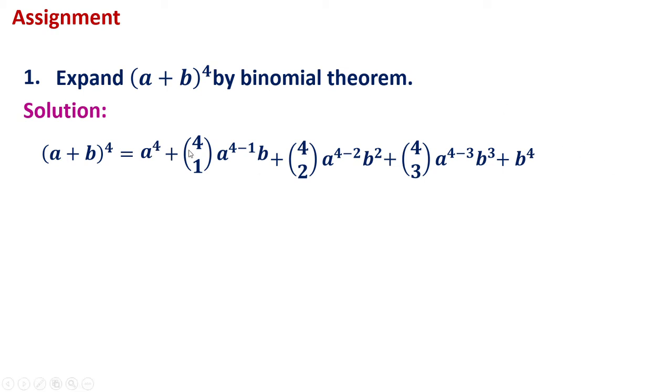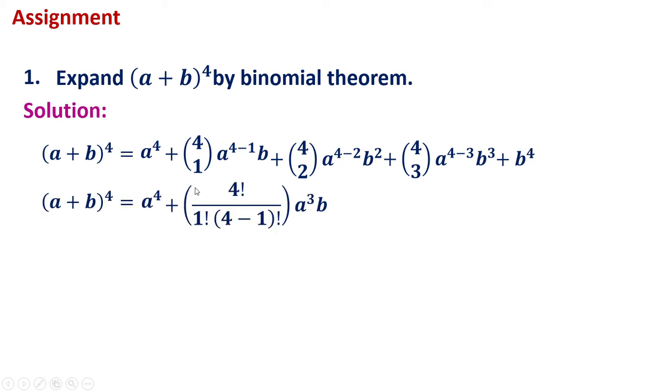So 4, 4 minus 1, 4 minus 2, 4 minus 3, 4, 3, 2, 1. Di ba? So 4, 1, 4, 2, 4, 3. Actually, pwede ito yung 4 and 4, kaya lang kasi nagiging 0. Cancel na 1. Di ba? 1 na doon. So a to the fourth. So, substitute natin sa combination formula.